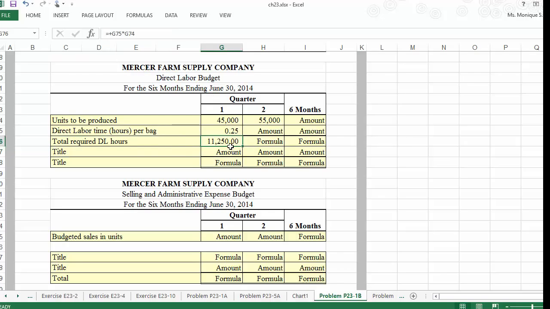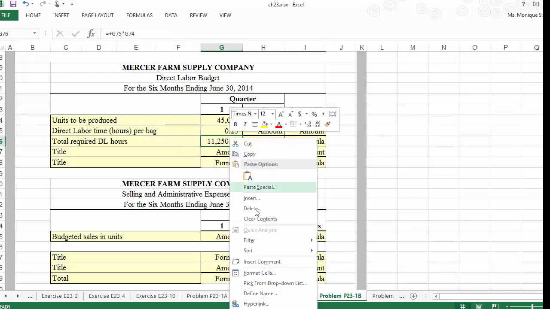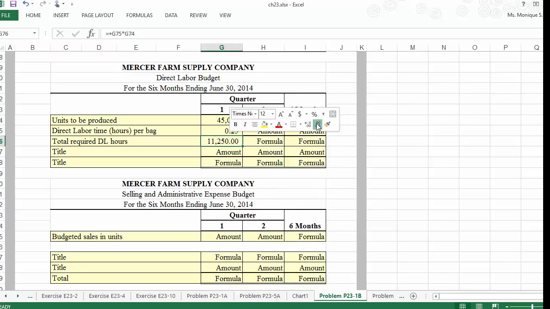I don't like my little thing, so I'm going to just format real quick. Format cell. We can reduce that. Okay, so 11,250 hours.